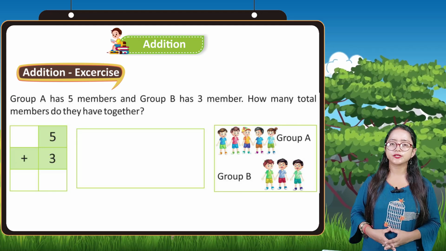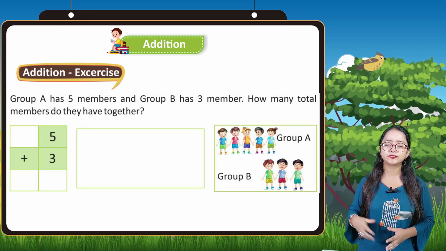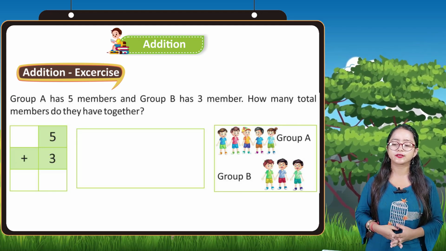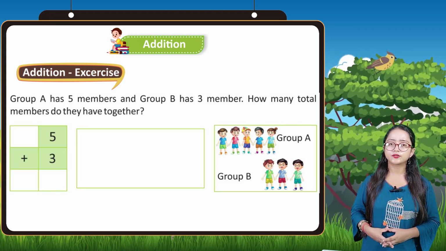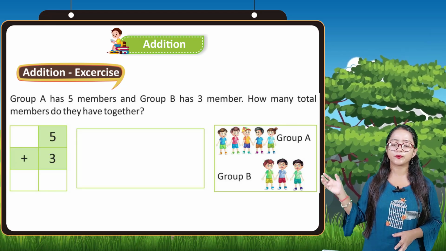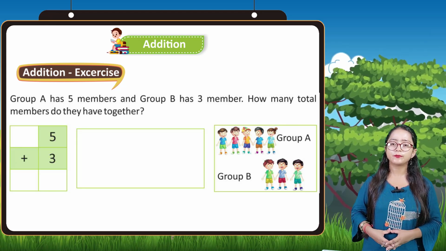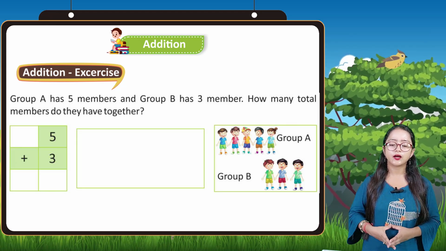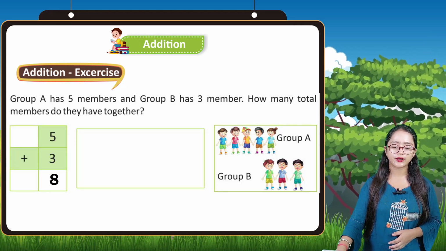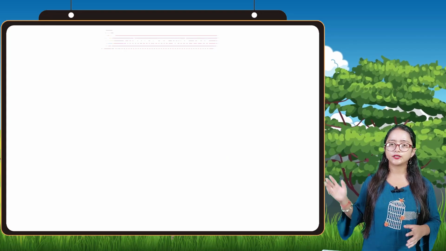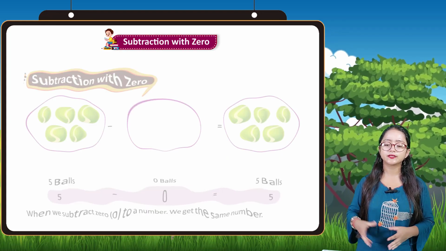Now next question is Group A has 5 members and Group B has 3 members. How many total members do they have together? So first you have to write down number of members in Group A, that is 5, and number of members in Group B, that is 3. Now total number of members is 5 plus 3, that is number 8. So write down 8. Now turn the page and the next topic is subtraction.